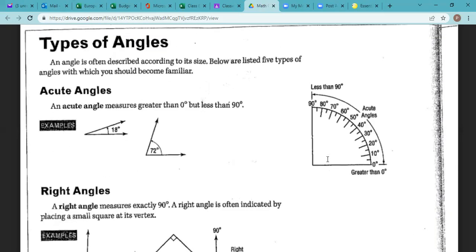Now, the third type right here is called an acute angle. I always think, oh, it's such a cute little angle. All right. I'm going to stop the video for just a moment.